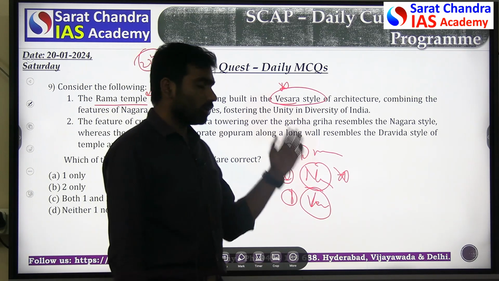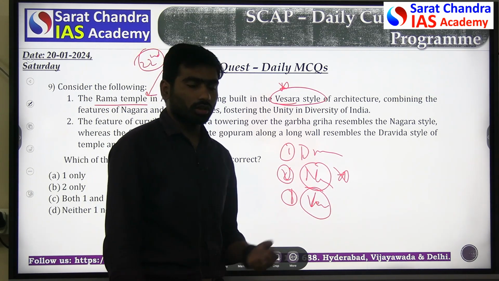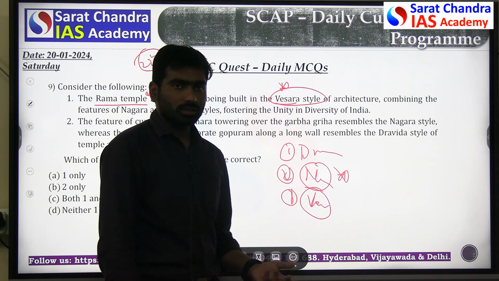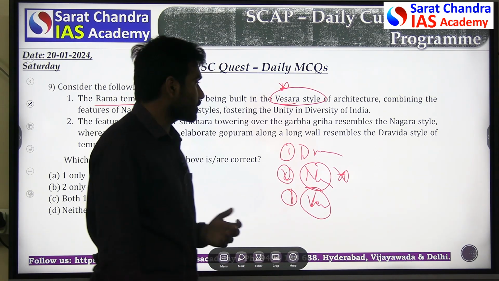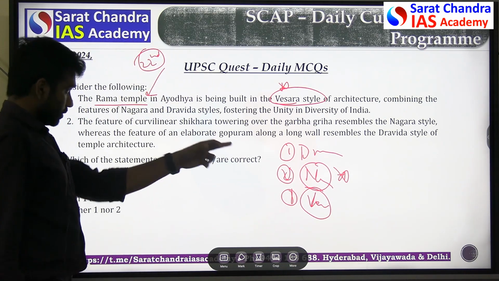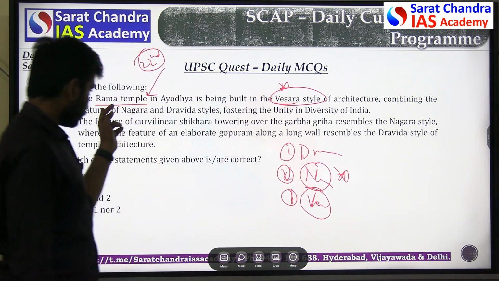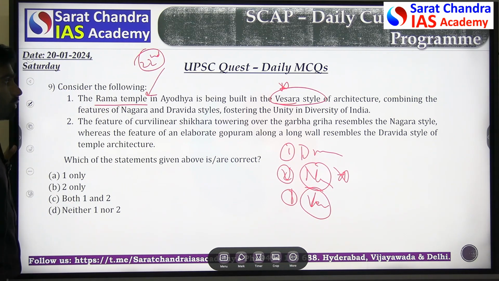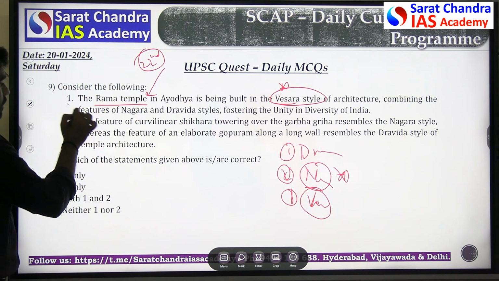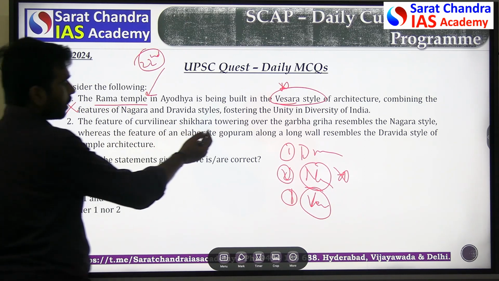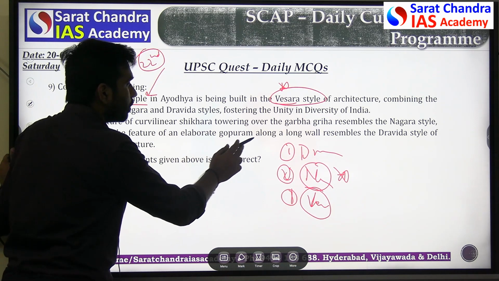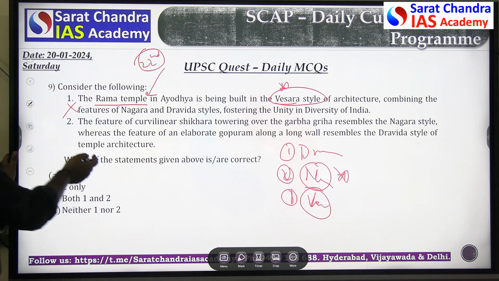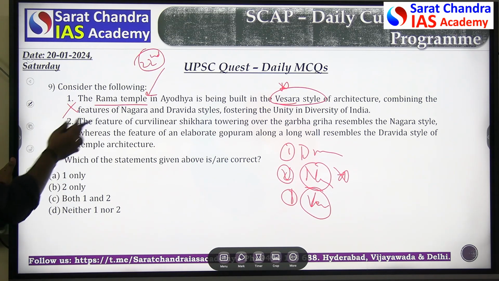We need to recollect who introduced the Nagara style of architecture. Actually, it was introduced by Guptas and taken to the top level by Chandelas. Khajuraho, Chandelas. The same Nagara style of architecture is followed in the Ram temple in Ayodhya. So it is not Vaisara style. The feature of curvilinear Shikhara tower over the Garbhagriha resembles the Nagara style, whereas the feature of elaborate Gopuram along a long wall resembles the Dravida style of architecture. Yes, this is correct. This is an important bit in art and culture.